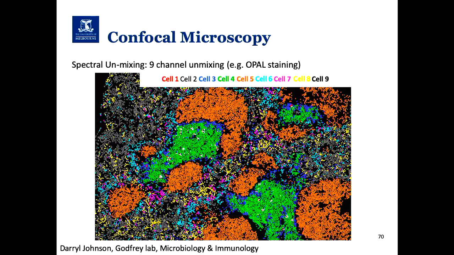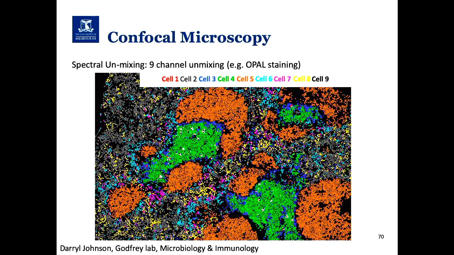Next thing is spectral unmixing. We have some systems which have 32 detectors aligned in an array, and what we can do is spread the visible light spectrum across those 32 detectors. What that allows you to do is put a lot more fluorophores onto your samples, and using a technique called spectral unmixing, we can define each pixel to a certain fluorophore. So in this example here, Darryl Johnson has 9 different fluorophores on this piece of tissue, and he's used spectral unmixing to go back and assign each individual cell to say what different protein makeup that cell has.